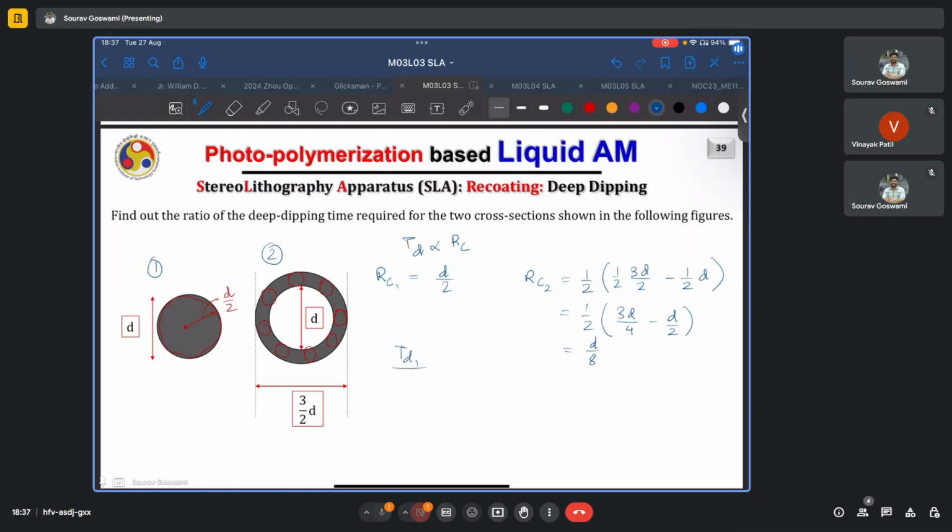So TD1 by TD2 will simply be equal to RC1 by RC2. In this case, they are d by 2 by d by 8, which is equal to 8 by 2, which is 4. Thus, for resin to cover the cross section of the first case, it will take 4 times the amount of time that the resin will take to cover the entire cross section in the second case.